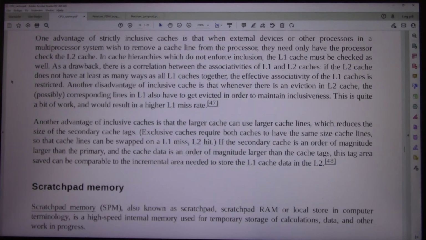Another disadvantage of inclusive cache is that whenever there is an eviction in L2 cache, the possibly corresponding lines in L1 also have to get evicted in order to maintain inclusiveness. This is quite a bit of work, and would result in a higher L1 miss rate.